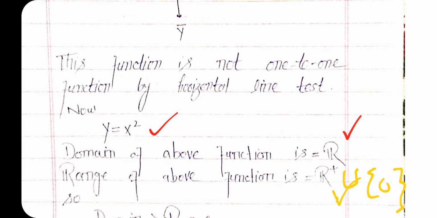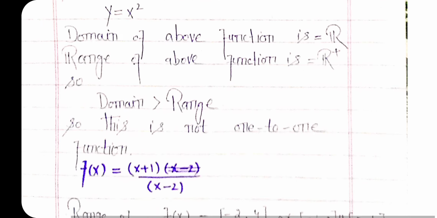Then we can clearly see that the range of the function is less than the domain. That's why this function never becomes a one-to-one function, because its range is less than the domain. If the domain is less than or equal to the range, then the function may or may not be one-to-one, but if the range is less than the domain, then it is never possible for this function to be one-to-one.